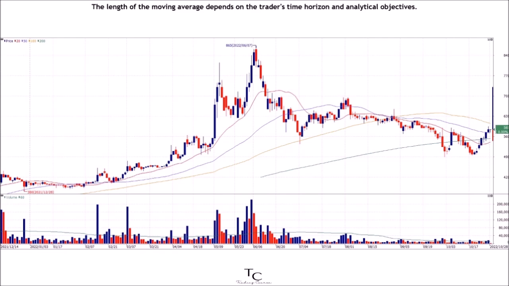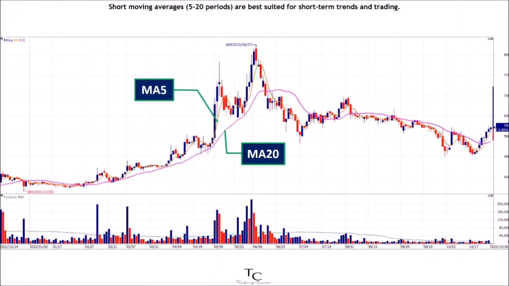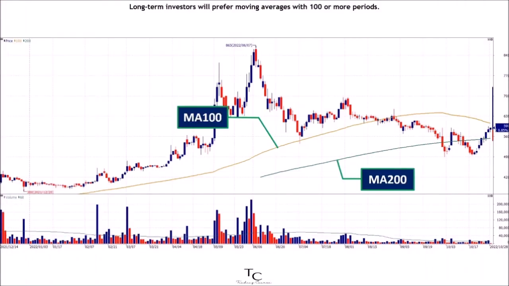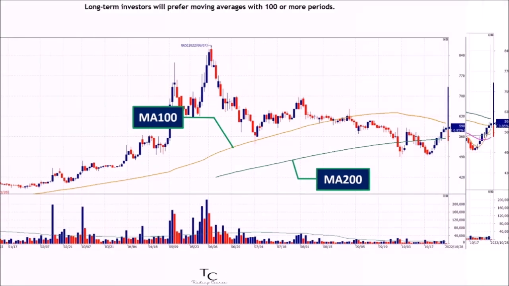The length of the moving average depends on the trader's time horizon and analytical objectives. Short moving averages, 5 to 20 periods, are best suited for short-term trends and trading. Chartists interested in medium-term trends would opt for longer moving averages that might extend 20 to 60 periods. Long-term investors will prefer moving averages with 100 or more periods.